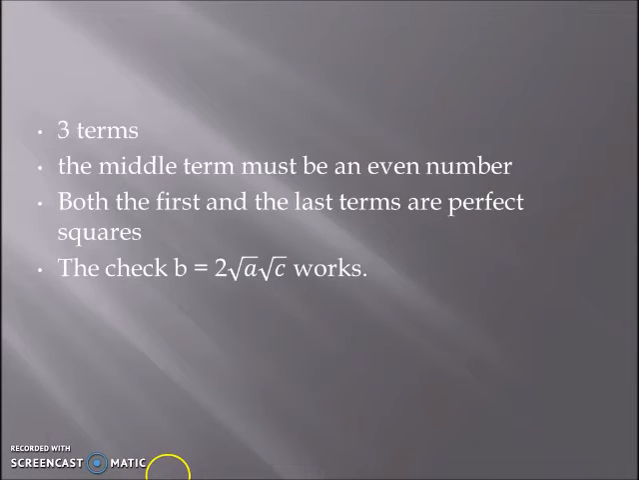Well, we learned that we need 3 terms, and the middle term must be an even number. And the reason why it must be is because if you look at b equals 2, if these two numbers multiplied to each other equal 57 times 2, it will always be an even number. So thus the middle number always has to be an even number. Both the first and the last terms are perfect squares, because if they are not, it will not work. Remember, a perfect square is like 1 times 1 equals 1, 2 times 2 equals 4, 3 times 3 equals 9, and so on and so on. And the check must work.